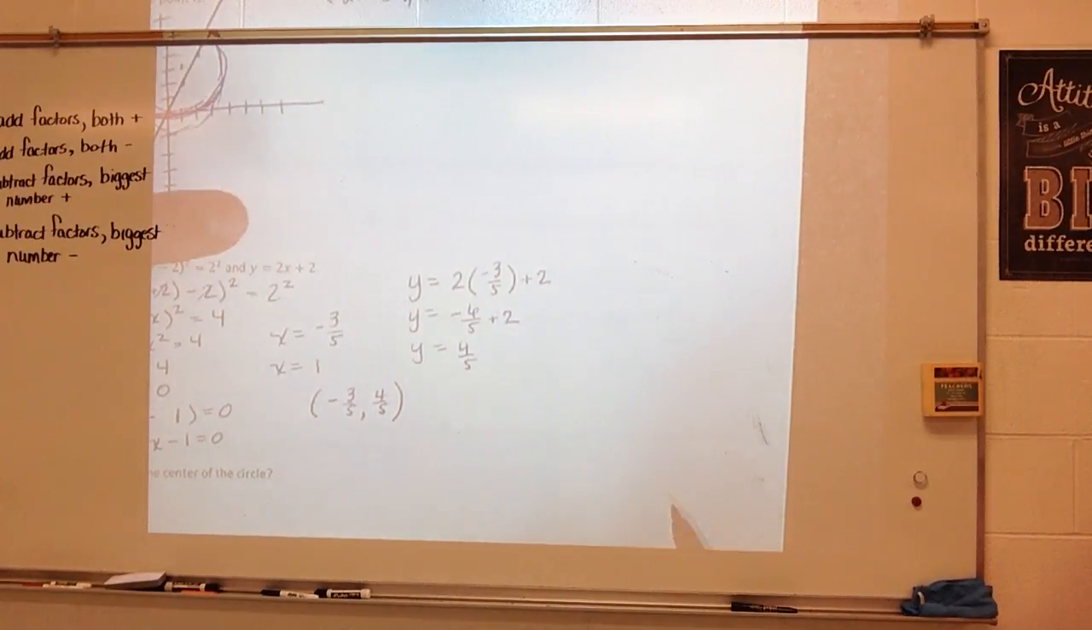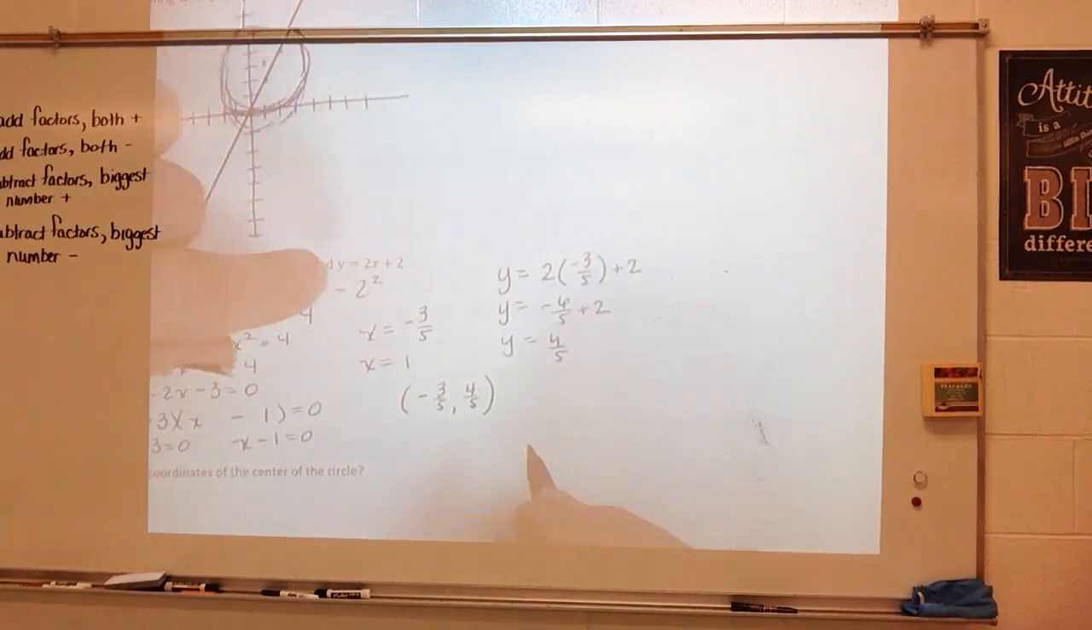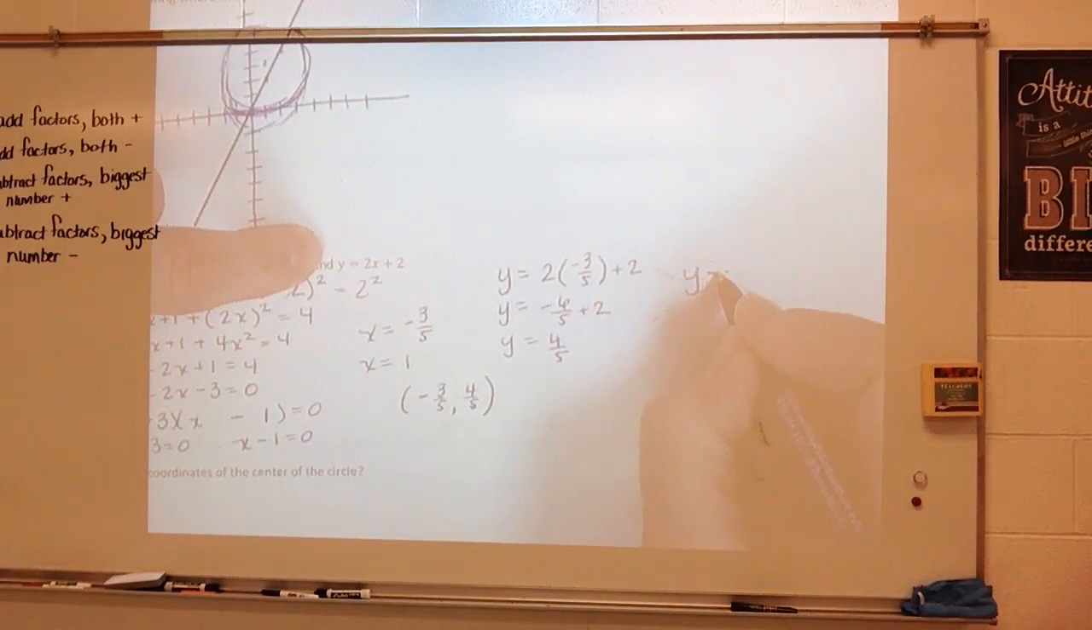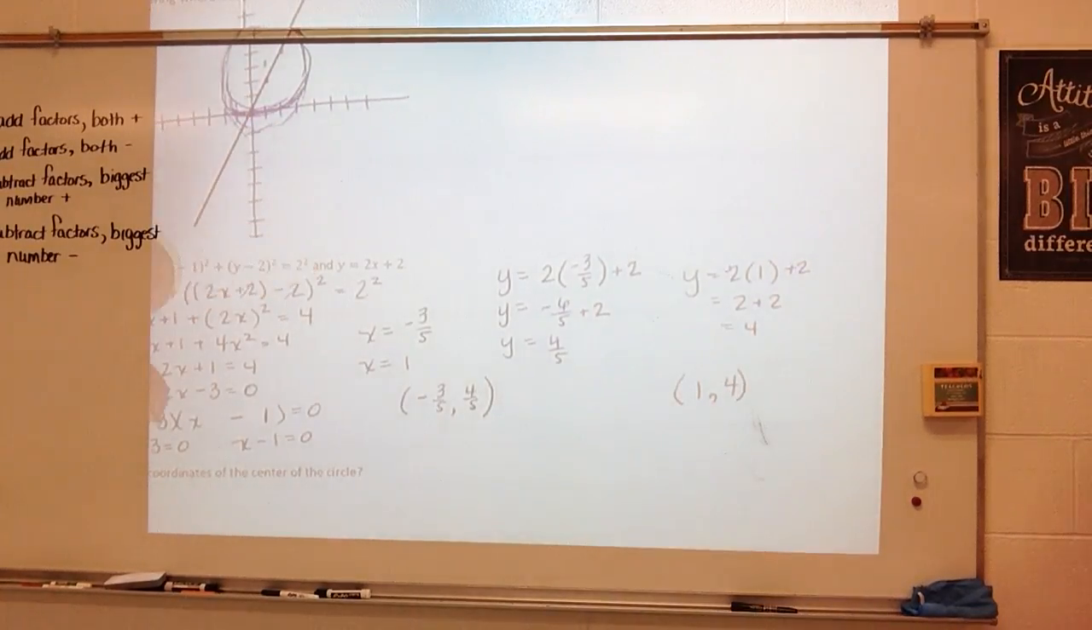Alright, go ahead and plug in the 1. So y is equal to 2 times 1 plus 2. So that would be 2 plus 2, which is 4. So the other intersection would be when x is 1. It would intersect at (1, 4). Alright.